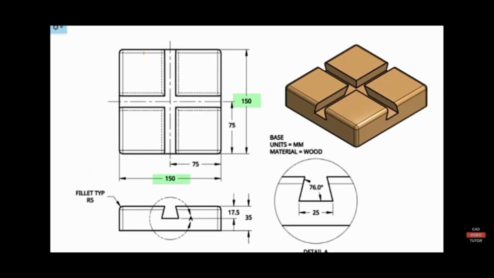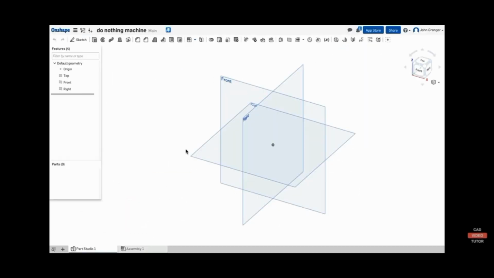So take a look at picture 1. Our first step is to make the base. So first, check the measurement. It should be 150 by 150 millimeters and 35 millimeters thick. So let's start by changing the units. Just click the 3 lines icon, then select workspace units, then change it into millimeters.